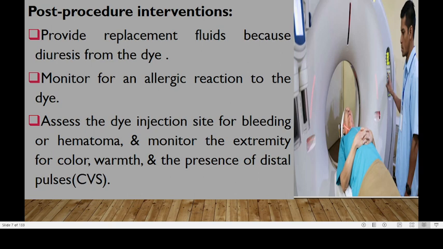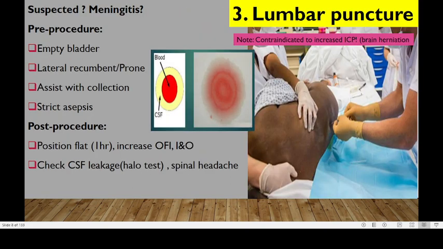In the post-procedure intervention, you have to provide replacement for fluids because of the diuresis that is caused by the dye. And you also have to monitor for allergic reaction to the dye, especially for those patients who had an allergy to it. Also assess the dye injection site for bleeding or hematoma and monitor the extremity for color, warmth, and the presence of distal pulses.